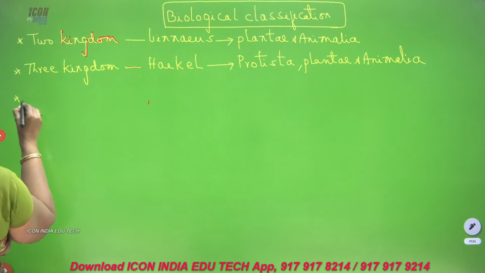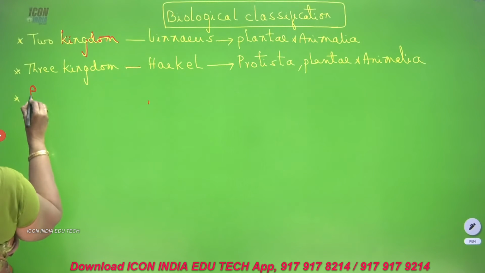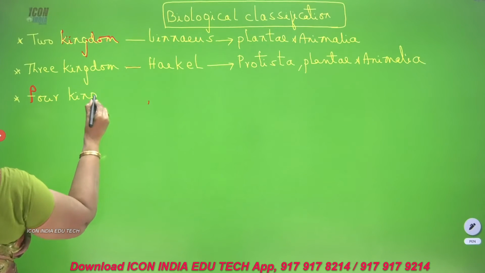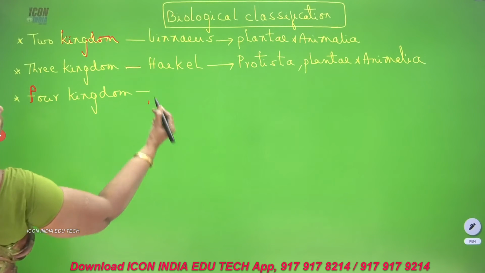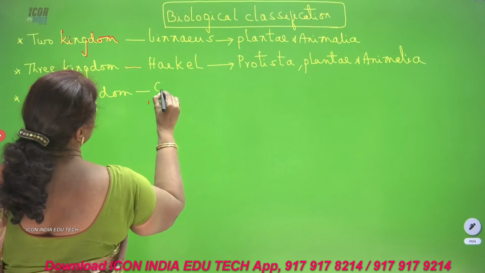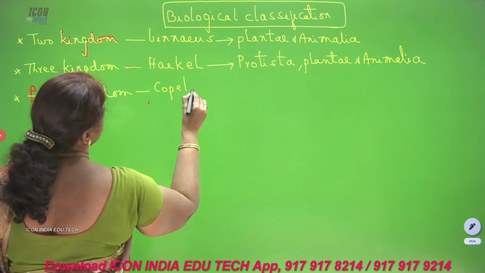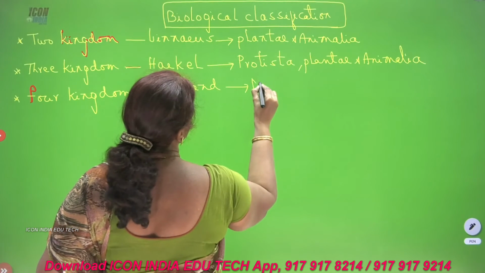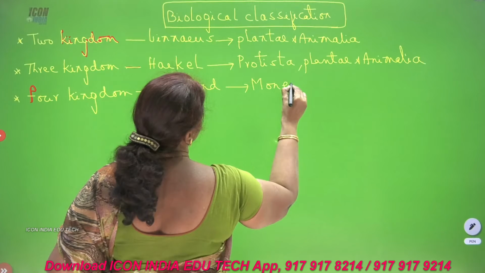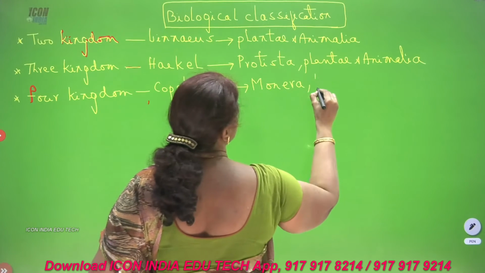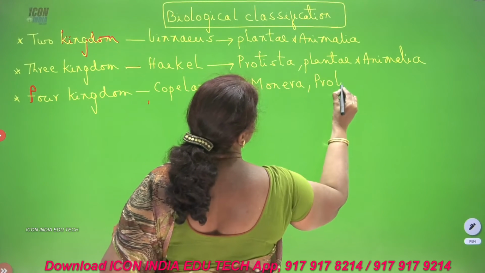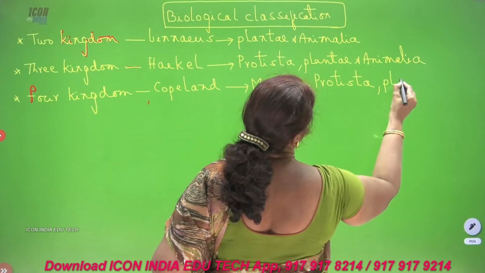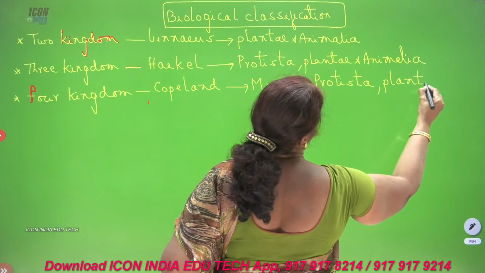The next one is the four kingdom classification. The four kingdom classification was proposed by Copeland. He classified the organisms into Monera, Protista, Plantae and Animalia.